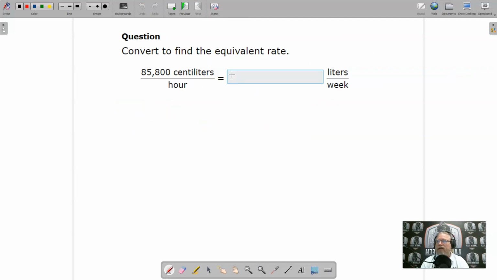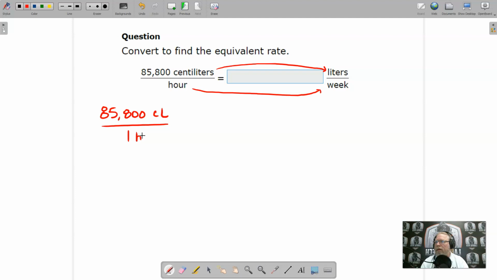Now we're finally to the last question. We are going centiliters to liters, and we are going from hours to weeks. So 85, let me go back here, 85,800 centiliters in 1 hour. And we need, let's deal with time first. So let's go hours to days. And now let's do another conversion of days to weeks. And that'll get us to weeks.